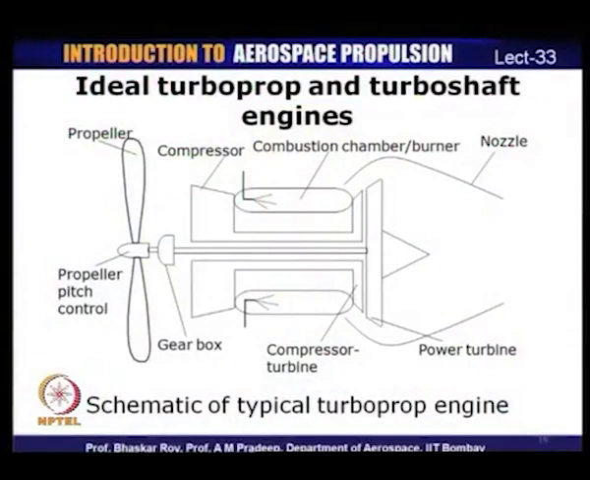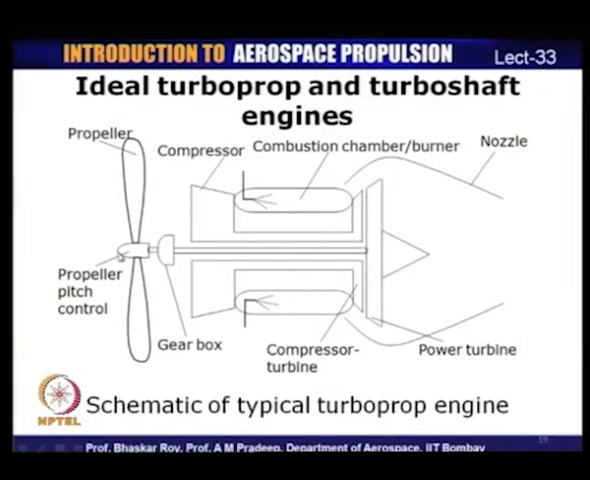Now, let us take a look at a schematic of a typical turboprop engine. So, what we have here is a schematic of a turboprop. Some of the components you are already familiar with, which were discussed for the turbofan and turbojet engines. We have a compressor, then a combustion chamber and turbines. I have shown two types of turbines or stages of turbines. One is the compressor turbine, which drives the compressor, and we also have a power turbine, which is meant to drive the propeller. So, this is the propeller here, and this is driven by the power turbine in a turboprop.